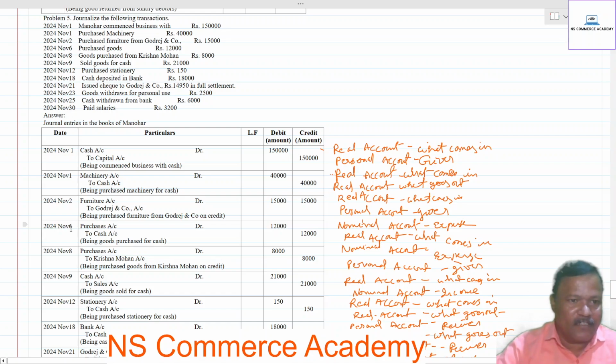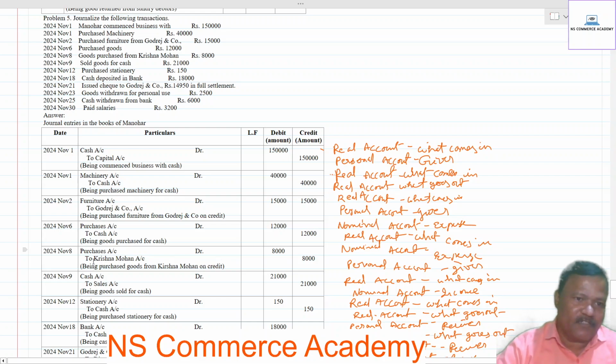Next, on November 6th, purchased goods, rupees 12,000. Write the date in the date column, 2024 November 6. Then purchase account and cash account, two accounts are there. Purchase account is a nominal account and it is an expense to the business, and cash account is a real account. We are paying, so what goes out. So: Purchase account debit 12,000 to Cash account 12,000, being goods purchased for cash.